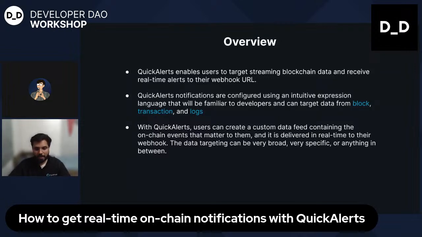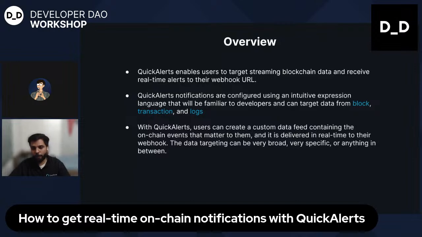And with Quick Alerts, users can set up their custom feeds for on-chain events or activities. And these activities, as soon as they happen, Quick Alert can give you a notification in real time. So, targeting a specific kind of data or a specific data in a block is very easy with Quick Alert.